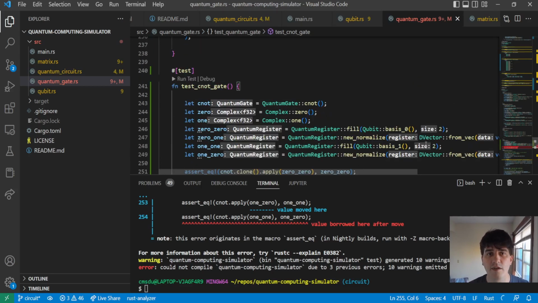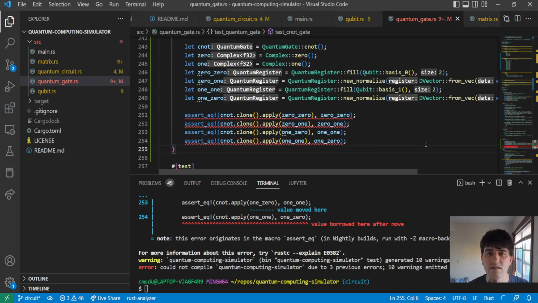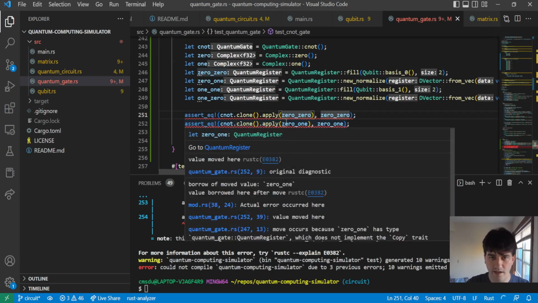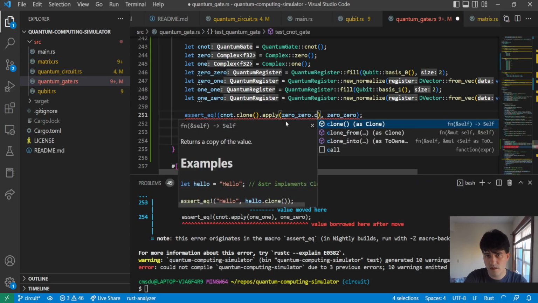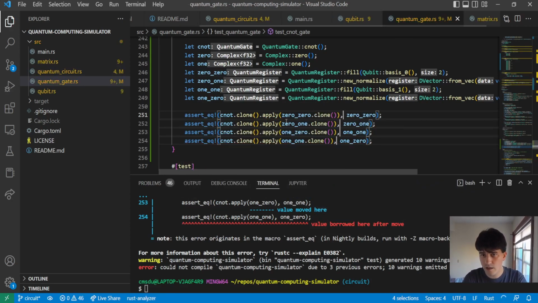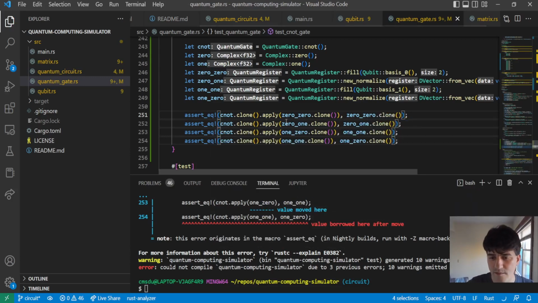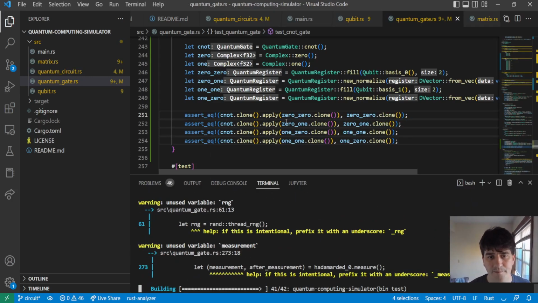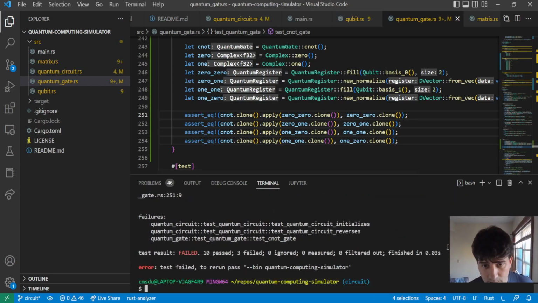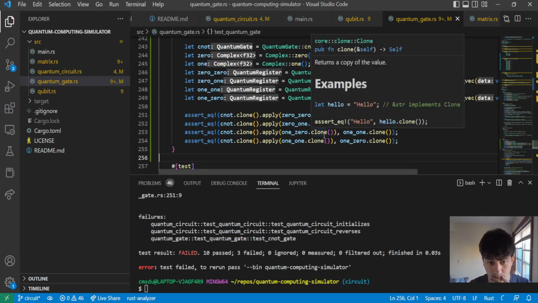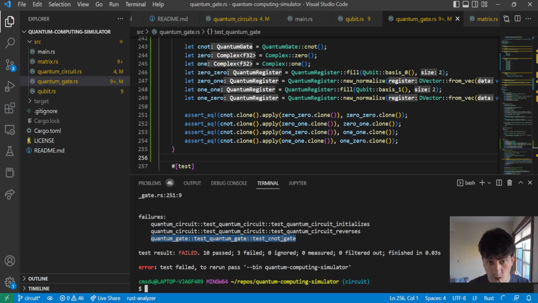It also doesn't like that I'm reusing the vectors. It's kind of annoying. I understand why these aren't copy, but it's a little bit annoying. It's because they're dynamic, and so they're basically like unbounded arrays. Okay, and test CNOT gate fails. So, what to do about that?